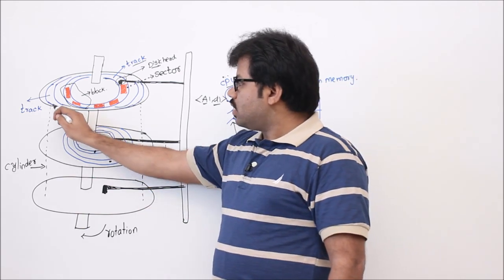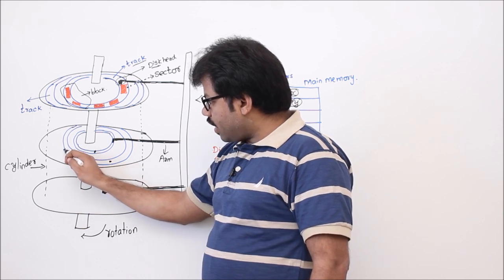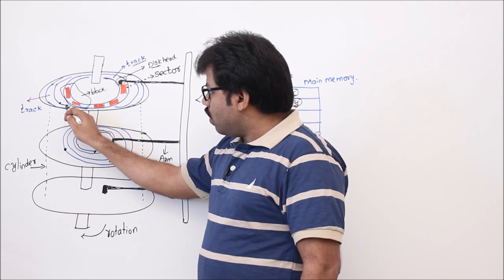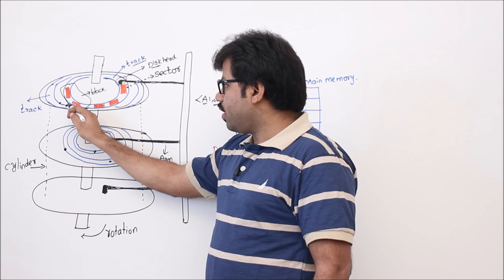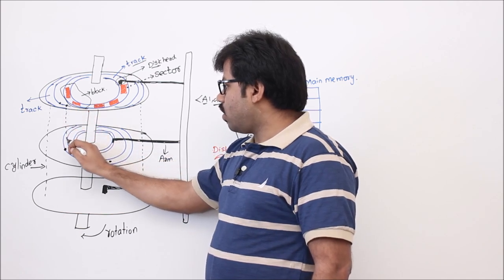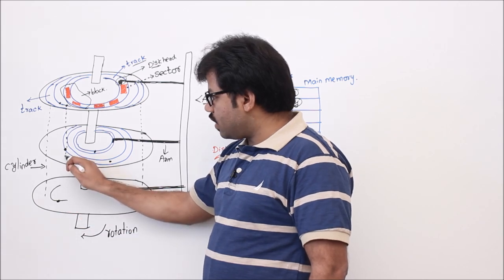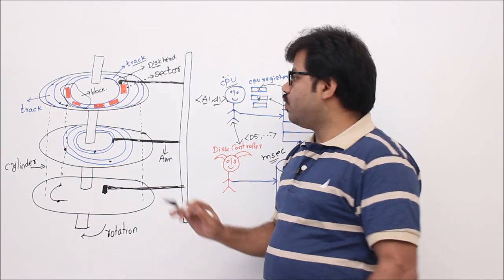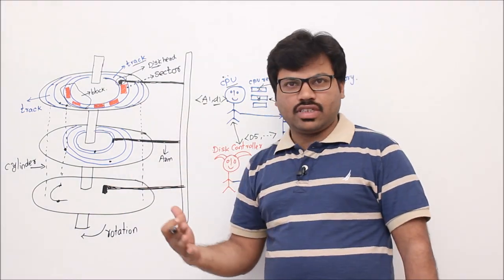Now cylinder, what is a cylinder, I will tell you. Example, let's say you have a track, this is a track, this is a track. Now if you take all the corresponding points in every track, in every plate, and connect them, logically we will form a cylinder. We'll see what is the meaning of cylinder and how that cylinder is important for us. First of all, we will see how data will be stored in this kind of mechanism.